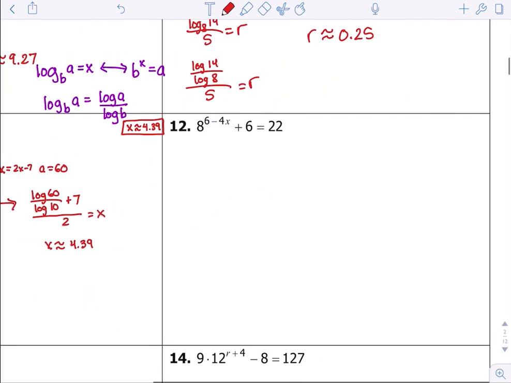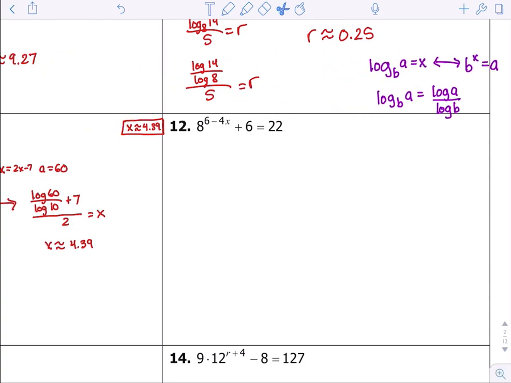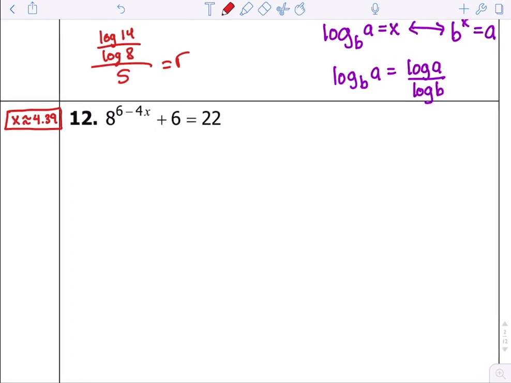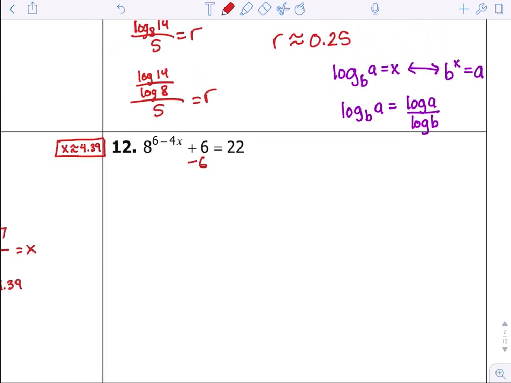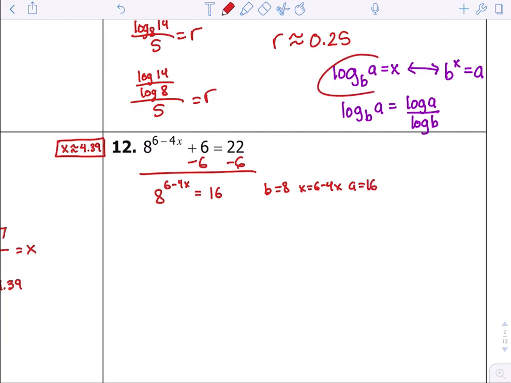Okay, number 12. Alright, so subtract 6 from both sides. We're gonna get 8 to the 6 minus 4x power is equal to 16. Now we have exponential form, so let's label our b, x, and a. So b is equal to 8, x is equal to 6 minus 4x, and our a value is equal to 16. So now let's change that to log.